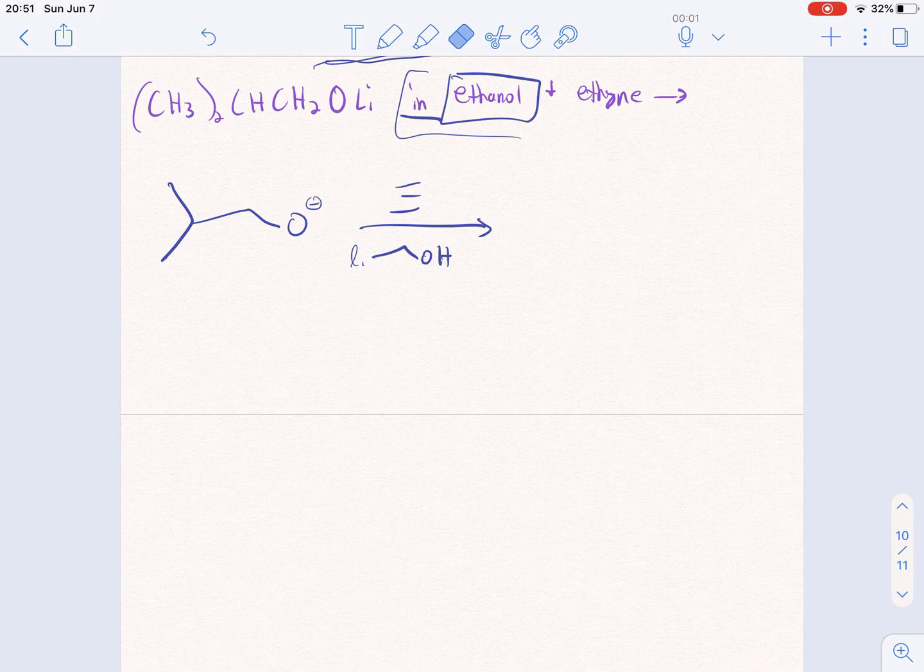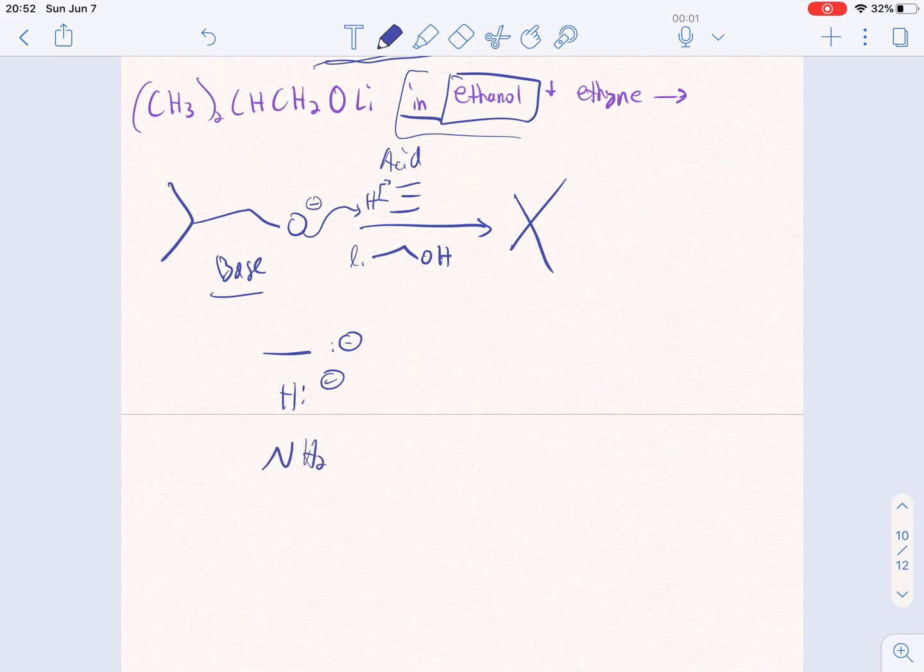So here's an issue with this one, though. We've identified our base, right? We know it's a base because it has a charge, and this is our acid. So the question is, can this base pull this acid? And the answer is no. This base is not strong enough. The strong enough bases are carbanions, hydride ions, and NH2, NaNH2, sodium, whatever that is. So sodium, potassium, doesn't matter.